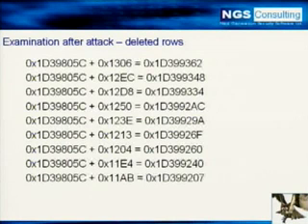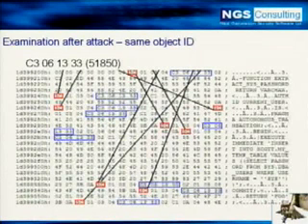So this is the address offset in the system DBF file, plus that entry in the row directory. We go to that address and we find the deleted row. Now, when we look at these deleted rows, we find that they all have the same object ID, 51850. So we know that these deleted rows are all part of the same object.